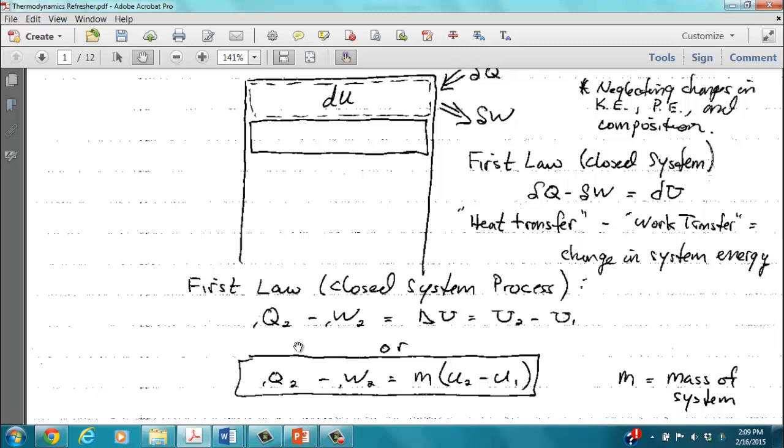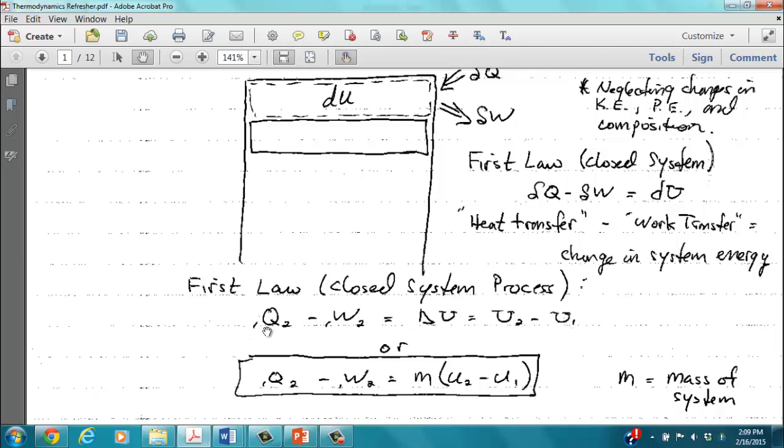So when you do that integration, you get that the integral of delta Q from state 1 to state 2 is Q1 to 2, and the integration of delta W through that process from state 1 to state 2 is work 1 to 2. The integral of du is just the change in internal energy between state 1 and state 2. So the right-hand side is delta U, which of course is the same as the internal energy at state 2 minus the internal energy at state 1.